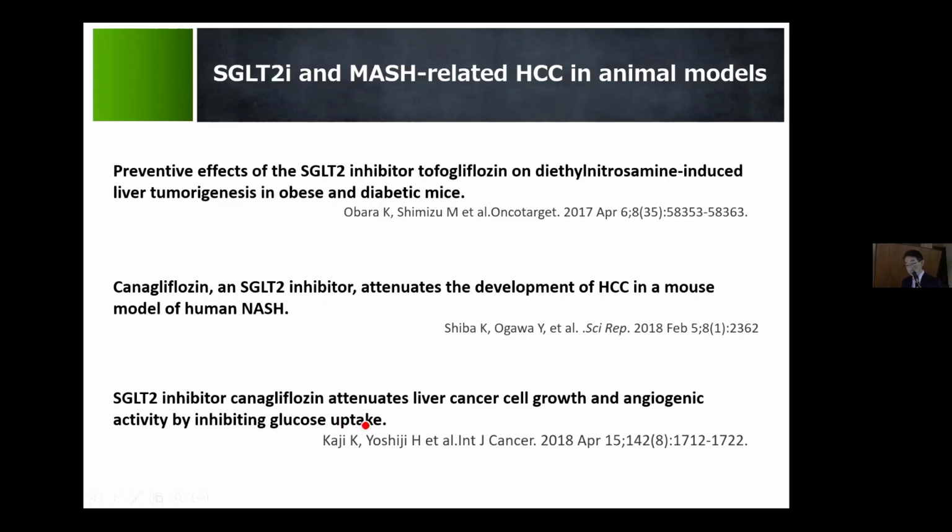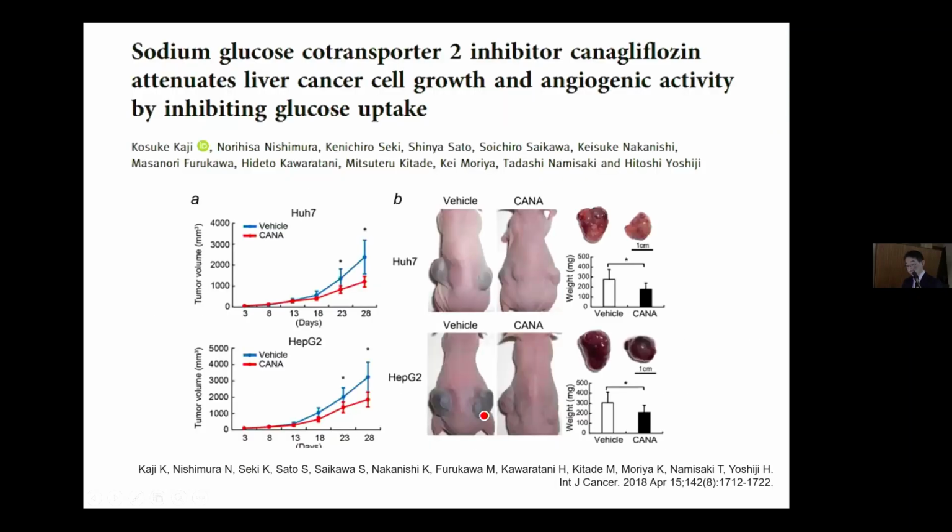Furthermore, Kaji and Yoshiji from Nara Prefecture University investigated the effects of SGLT2 inhibitor on liver cancer cell growth and angiogenic activity. Here is a result from Kaji and Yoshiji et al. They showed that canagliflozin significantly suppressed the cell proliferation of Huh7 cells and hepatoma cells. Similarly, SGLT2 inhibitors significantly suppressed the tumor volume of the Huh7 cells and hepatoma cells.